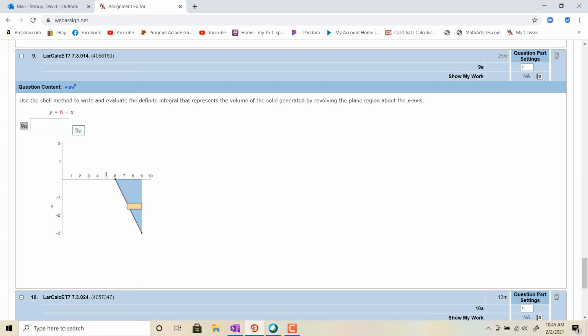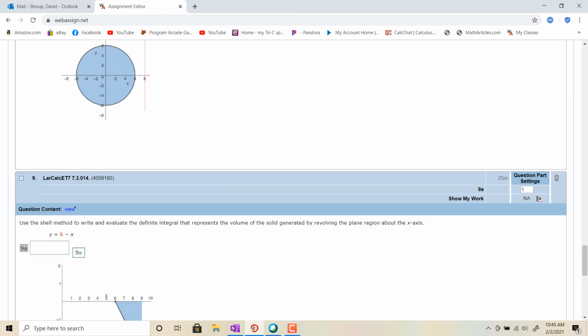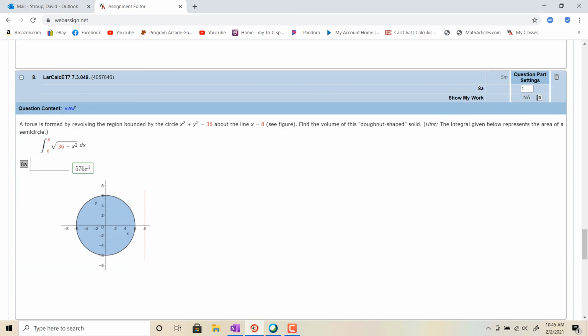And you just make it positive. But the way you want to do it is handle it like you have to make the radius negative y instead of just y. So that number 9 is kind of a curveball. Hopefully you can think your way through it.